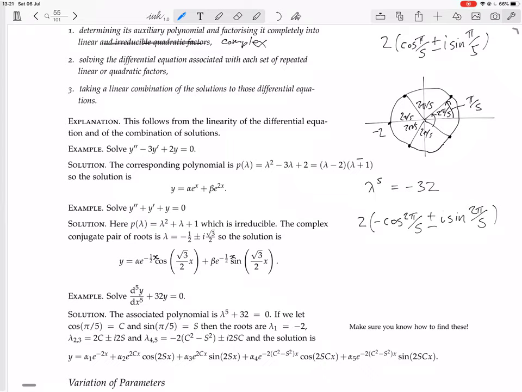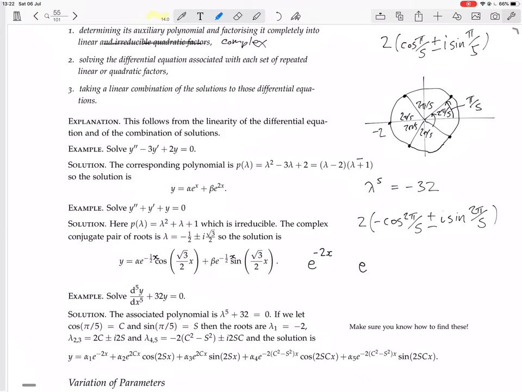One of the solutions, the most simple one, corresponds to lambda equals minus 2. That solution will just be e to the minus 2x, since the variable is x. So that's this factor here. Now let's look at the solutions that correspond to the complex roots. There can be two solutions for that.